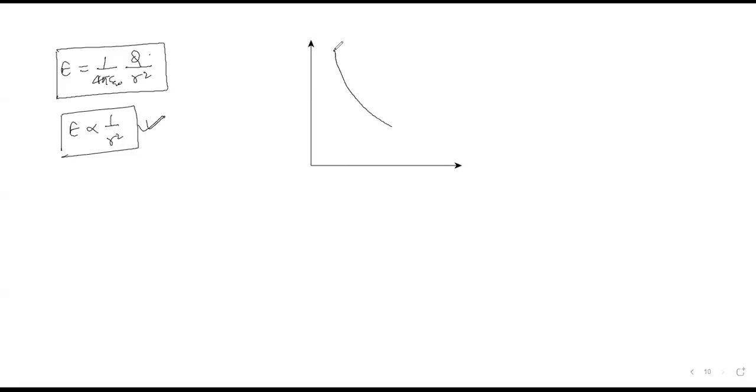This is your graph. You can draw this. This is E directly proportional to 1 over R square, and this is a hyperbola. Note it down, please.